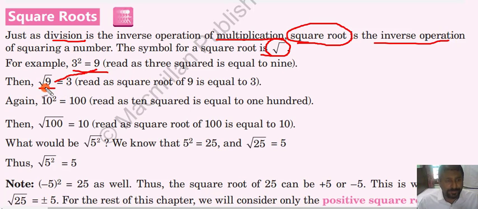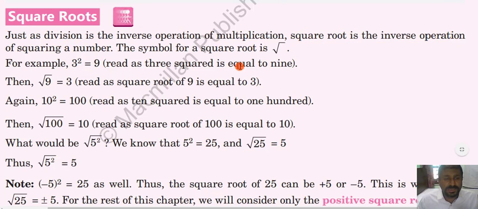Again, 10 square equals what? 100. And it can be written as the square root of 100 equals what? The number 10. Similarly, we can also say the square root of 25 equals 5. Now here there is a note given to us.